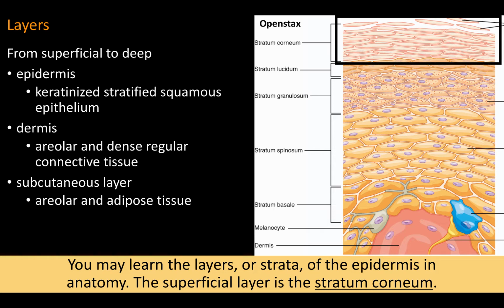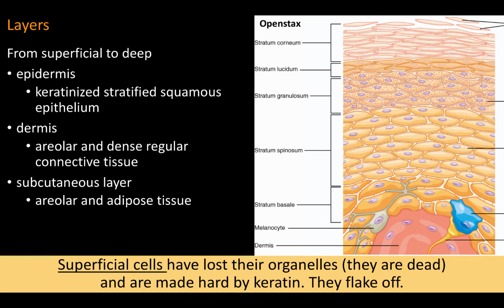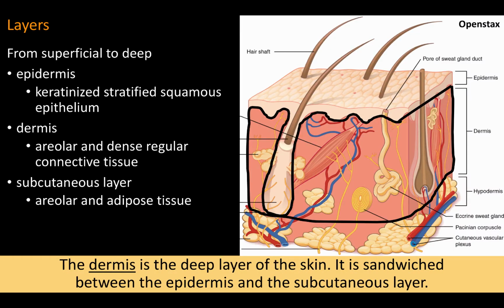You may learn the layers, or strata, of the epidermis in anatomy. The superficial layer is the stratum corneum. Superficial cells have lost their organelles. They are dead, and are made hard by keratin. They flake off. The dermis is the deep layer of the skin.